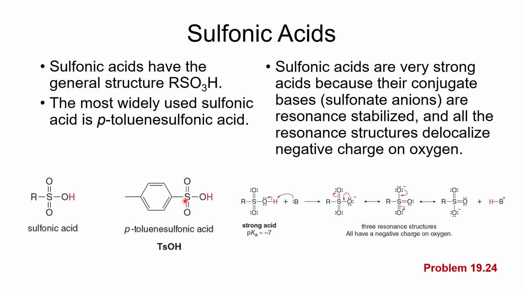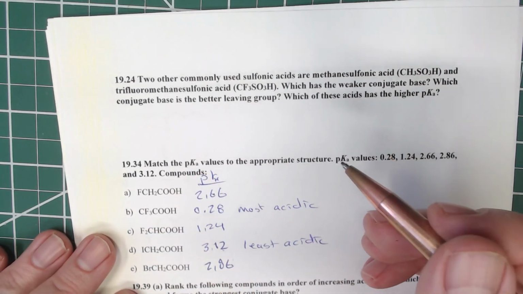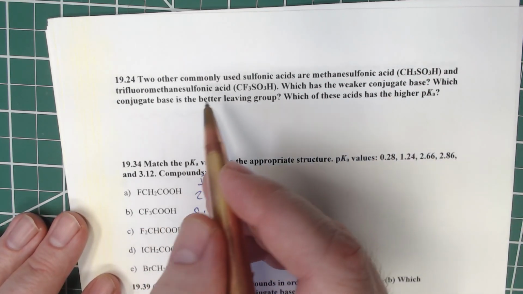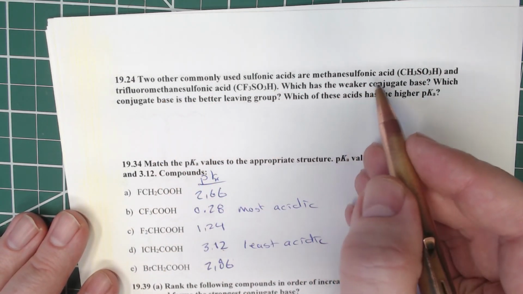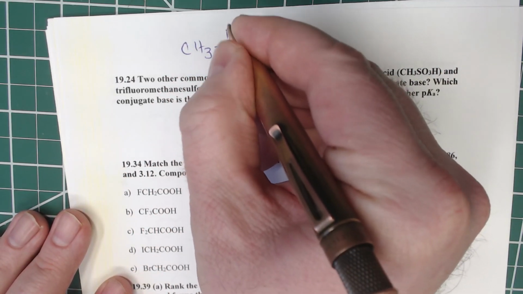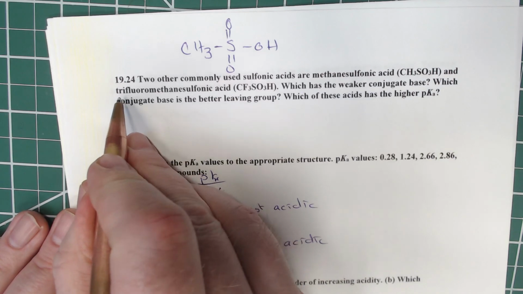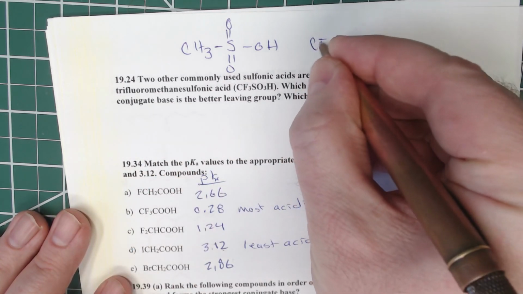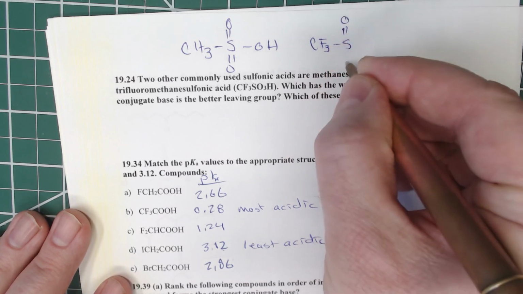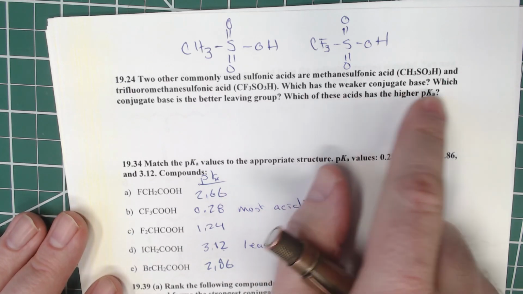So let's look at number 24 on our in-class assignment. We're going to go back over, look at number 24. It was actually before 34. It just kind of got moved around. So 2 other commonly used sulfonic acids are methane sulfonic acid, which is CH3, SO3H, and trifluoromethane sulfonic acid, which is CF3, sulfur, OH. All right, which of these has a weaker conjugate base?